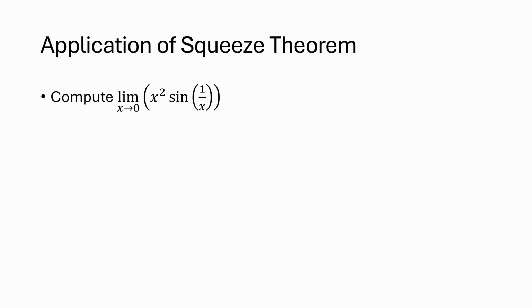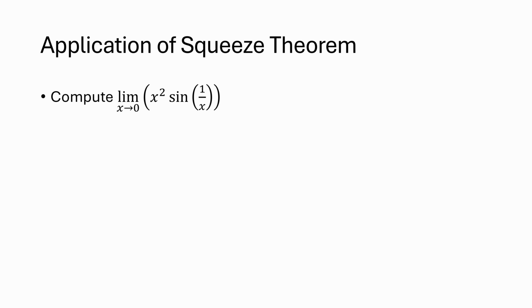So we can use the squeeze theorem to compute the limit as x goes to 0 of x squared times sine of 1 over x. Take a few seconds to solve. Pause the video if necessary, and please solve it.